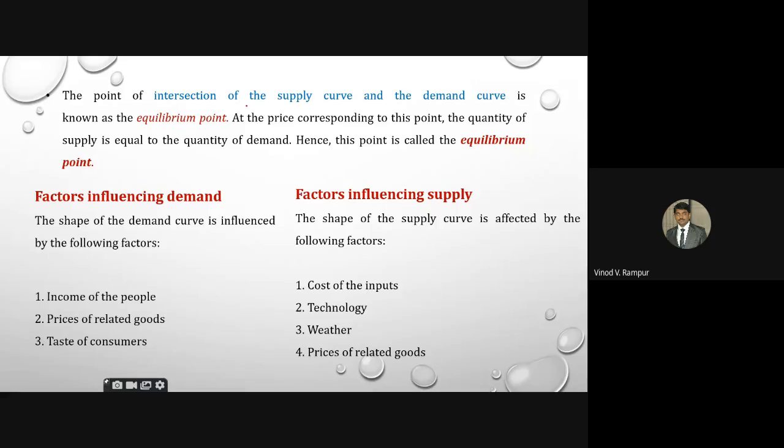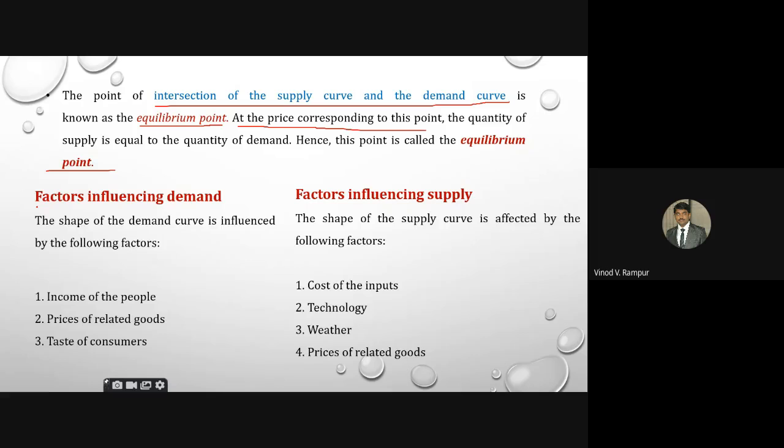The point of intersection of the supply curve and the demand curve is known as the equilibrium point. Also we call it the break-even point. At the price corresponding to this point, the quantity of supply is equal to the quantity of demand. That's why we call it the equilibrium point for that particular product. Then factors. There are some factors always influencing the demand and the supply. These two are very important because it is common sense you have to apply before you discuss these factors.